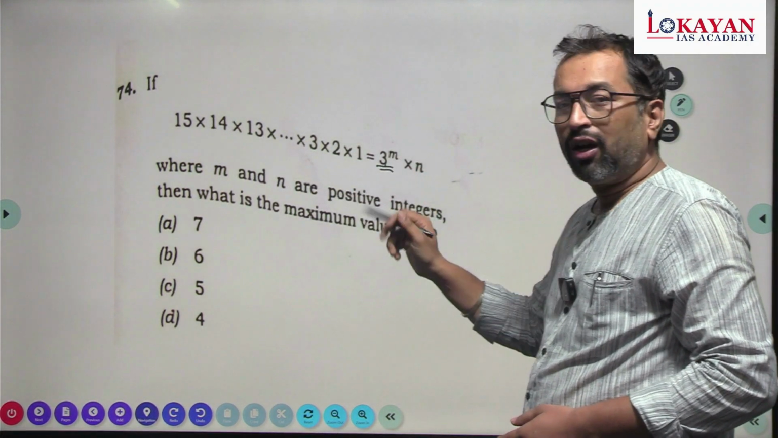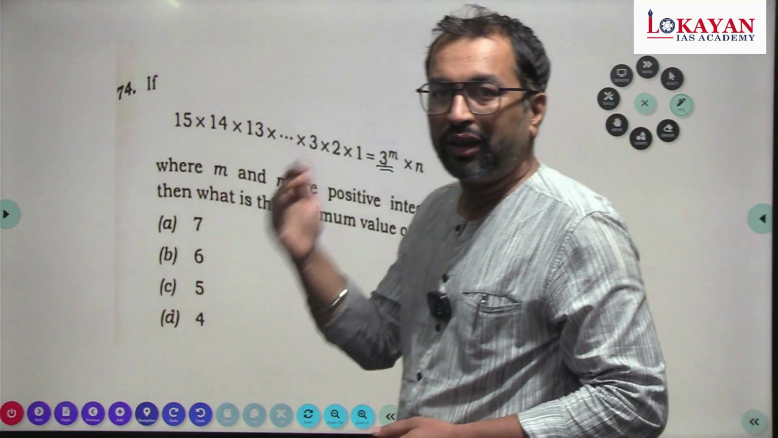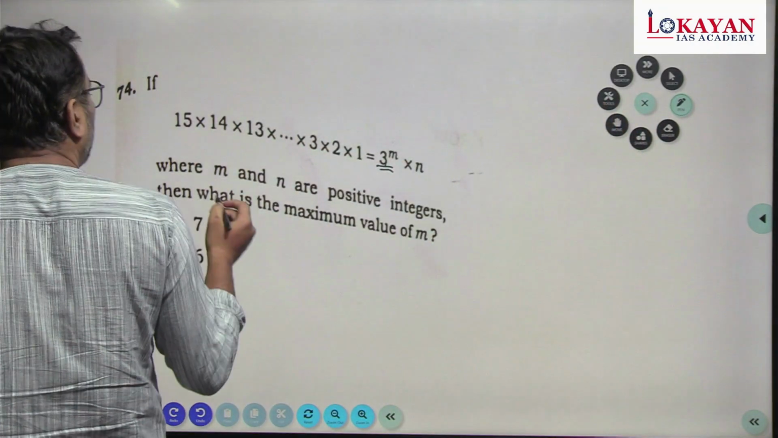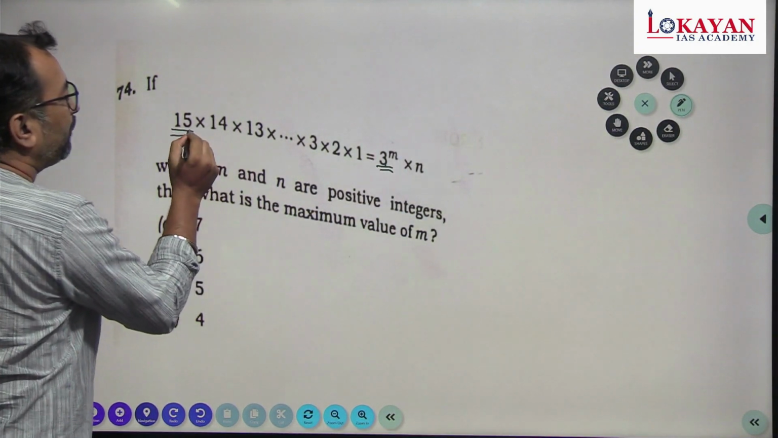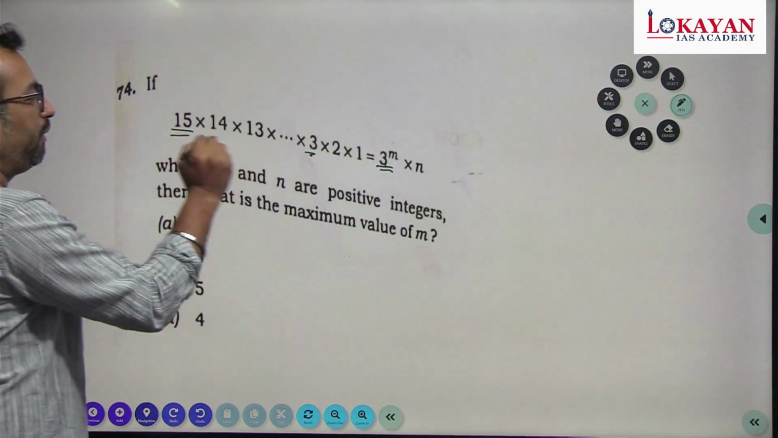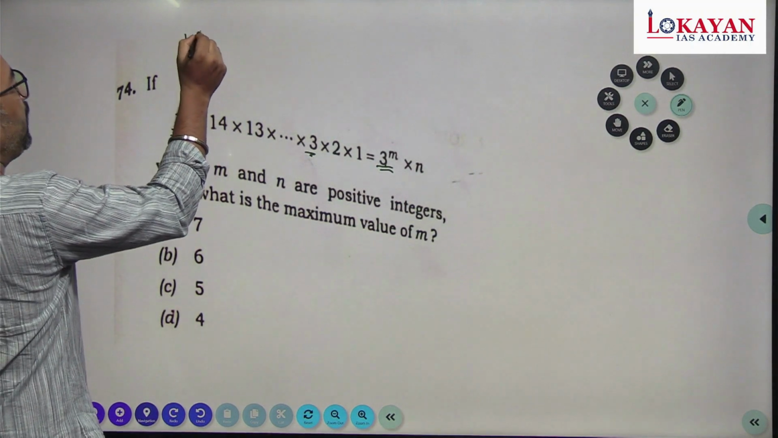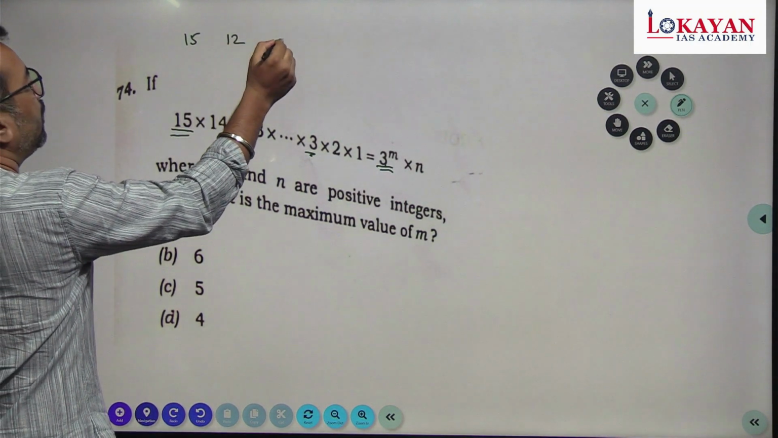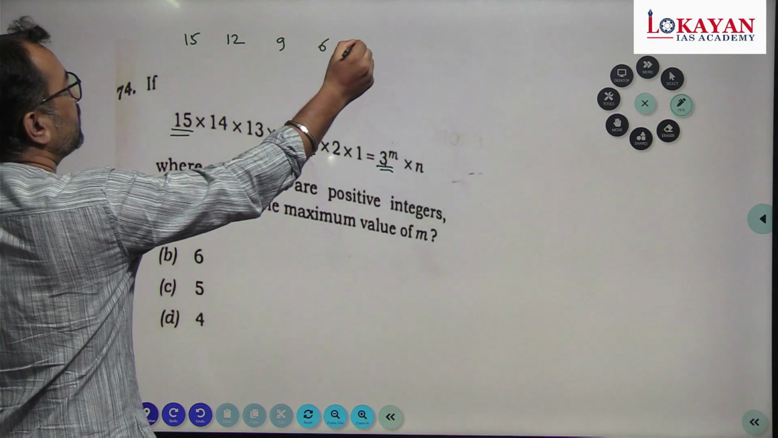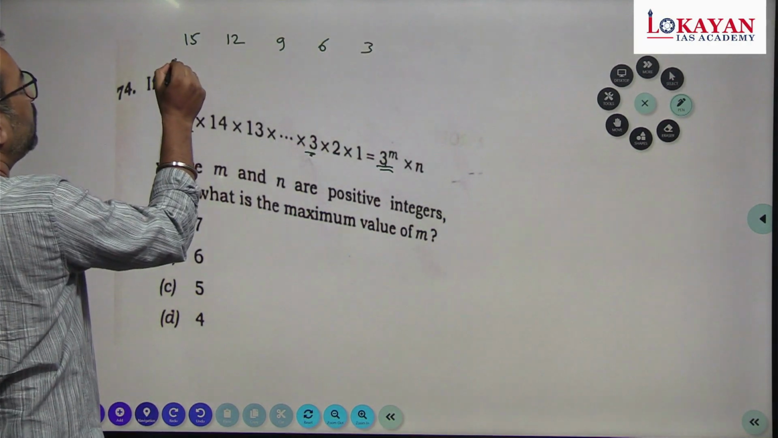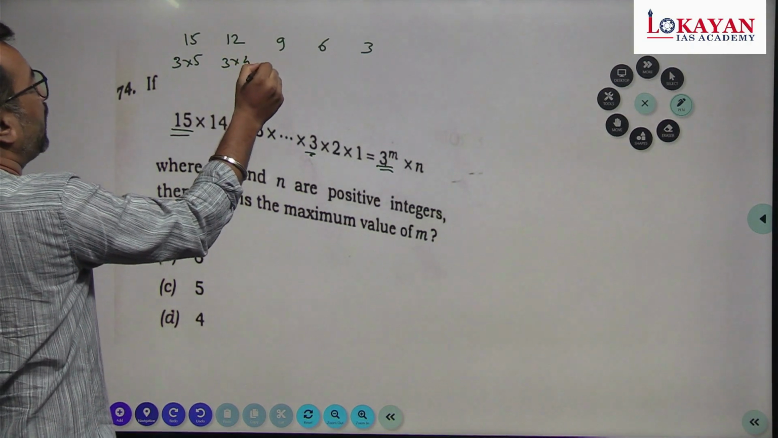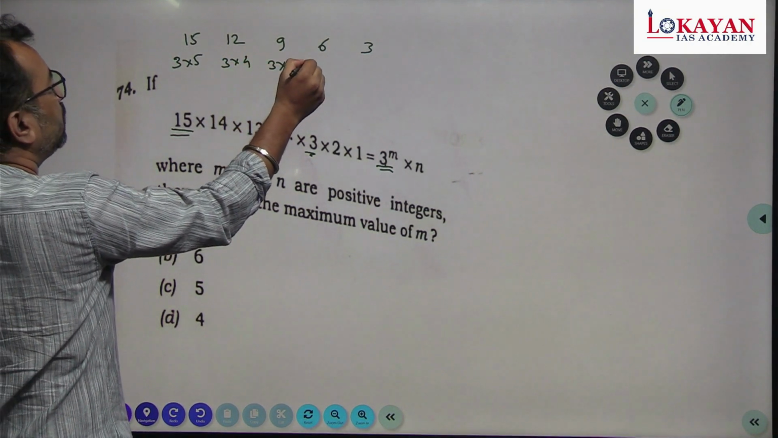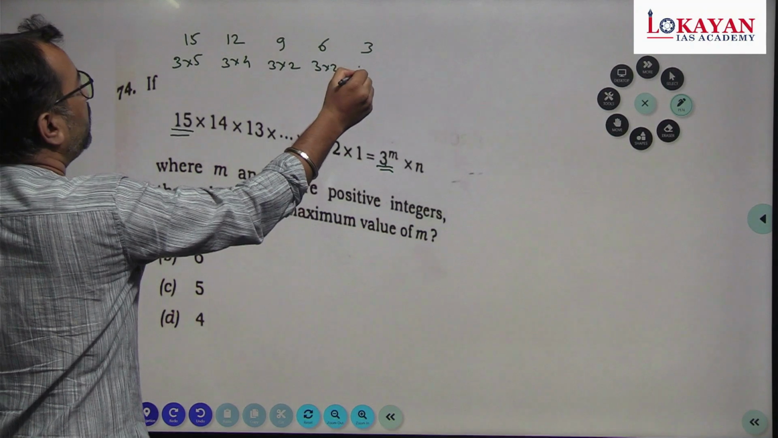It is a power of 3, that means multiple of 3. So I have to just find those numbers which are multiples of 3 on the left side. Which are those numbers? 15, 12, 9, 6 and 3. 15 is what? 3 into 5. 12 is what? 3 into 4. 9 is what? 3 into 2. 6 is what? 3 into 2. And 3 is what? 3 into 1.